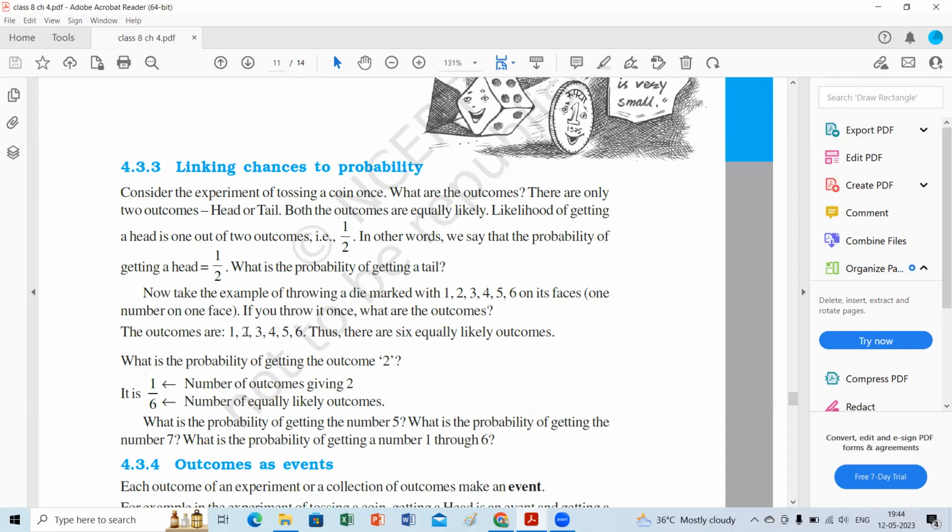Total equally likely outcomes are 6. What is the probability of getting number 5? It's also 1 by 6. What is the probability of getting number 7?